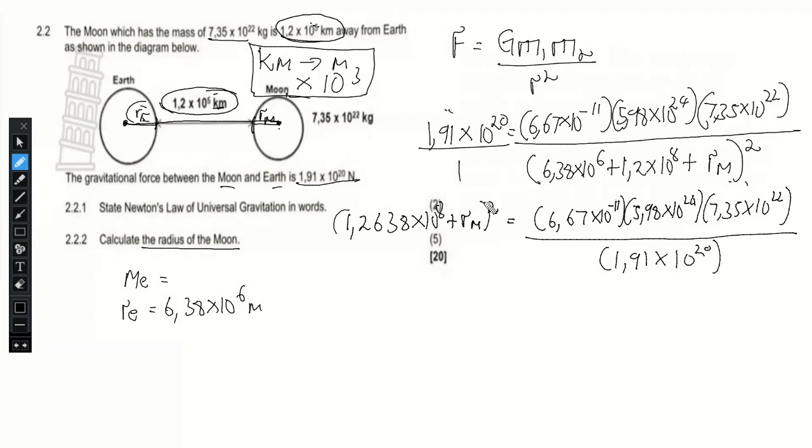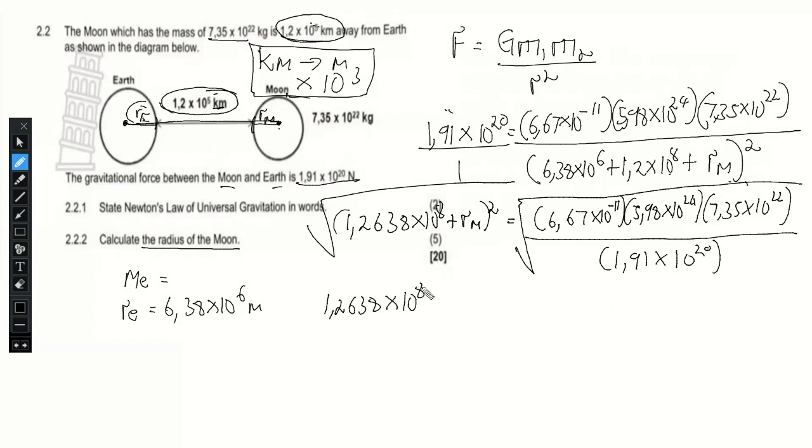And then to get rid of this square here, we have to square root both sides. So square root both sides. And then we are left with 1.2638 times 10 to the exponent of 8 plus rm, the radius of the moon. And then all of this inside the square root will give us 3.9178. I'm just going to round off to 4 decimal places at least. Then 10 to the exponent of 8.